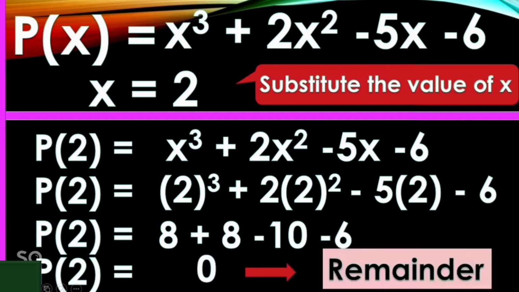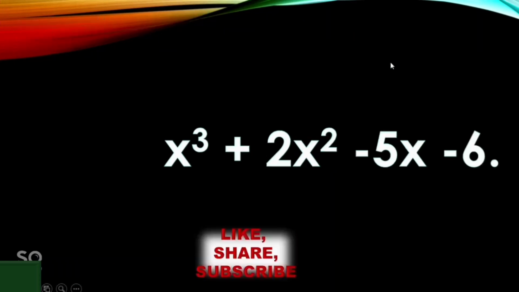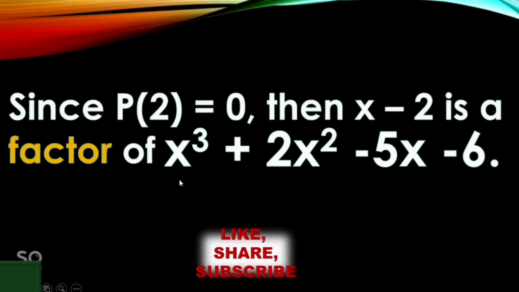So P of x or P of 2 is equal to 0. So which is 0 is the remainder. Again, pag 0 ang remainder, ibig sabihin ang x minus 2 ay factor ng polynomial natin. Okay, so again, since P of 2 is equal to 0, then x minus 2 is a factor of x cubed plus 2x squared minus 5x minus 6.